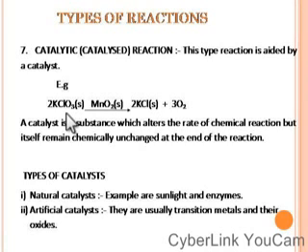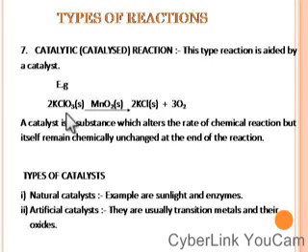Now, what is a catalyst? A catalyst is a substance which alters the rate of chemical reaction, but itself remains unchanged at the end of the reaction. Now, types of catalysts. We have the natural catalyst and the artificial catalyst. Examples of natural catalysts are sunlight and enzymes.